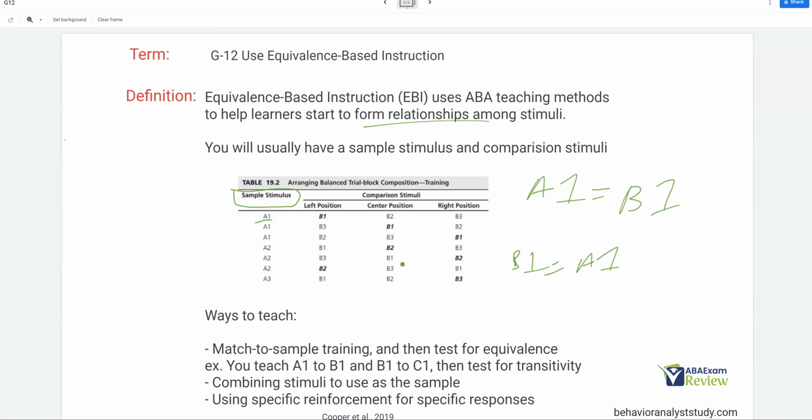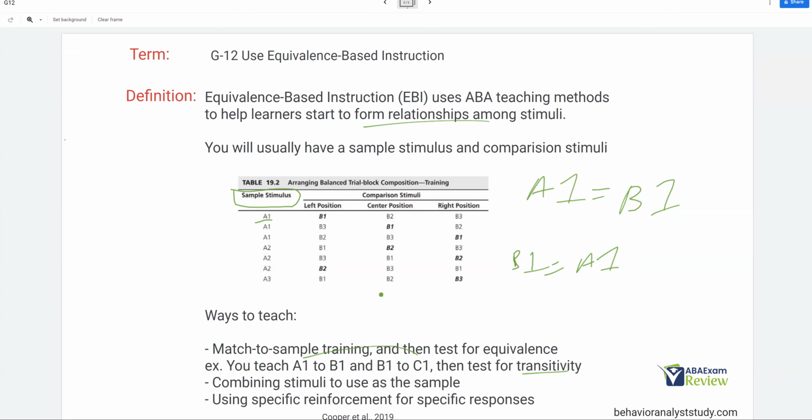So there's different ways to do it. As we said, we can use matching to sample and then test for equivalence. So A1 to B1, B1 to C1, then we test that A1 equals C1, testing for transitivity. We can combine stimuli to use as the sample, so we can use more than one sample stimulus at a time, or you can use specific reinforcement for specific responses. So A1 to B1 might receive a token, whereas A1 to B2, if we were teaching that, let's say, might receive 5 minutes on the iPad.